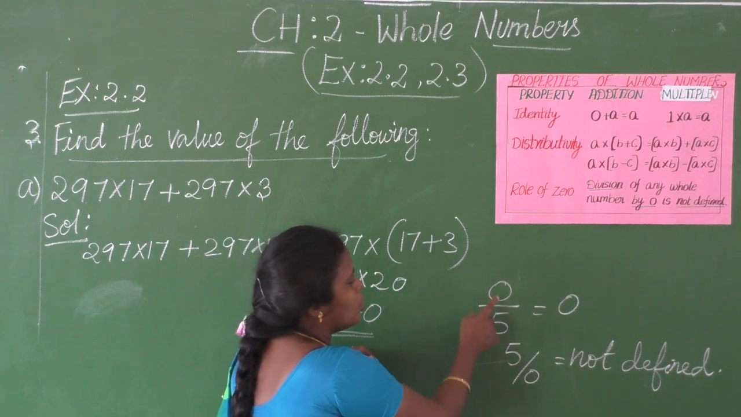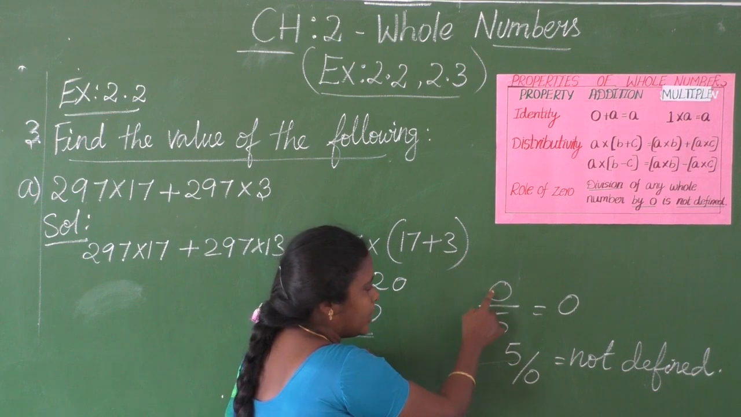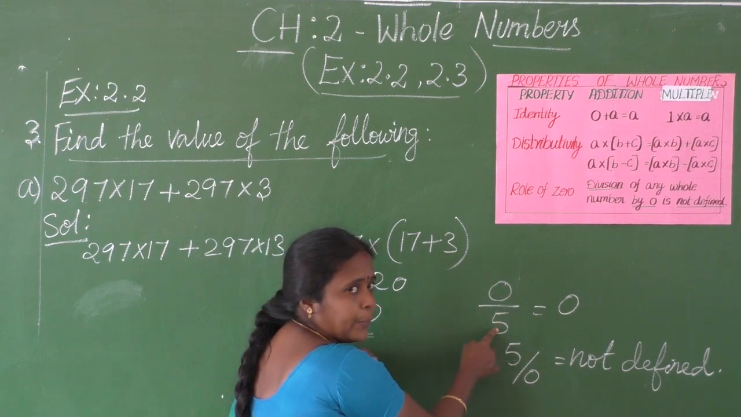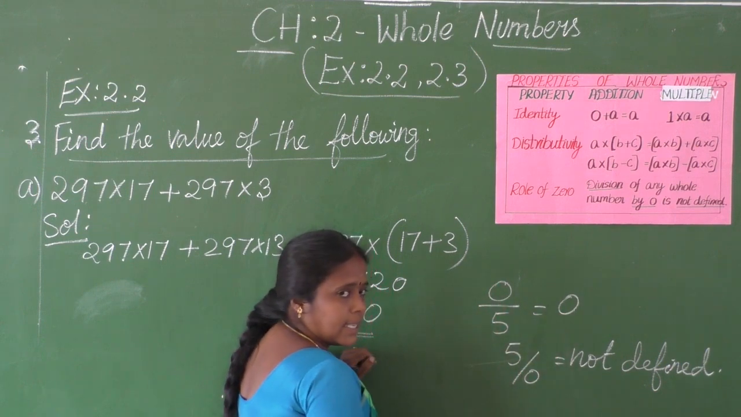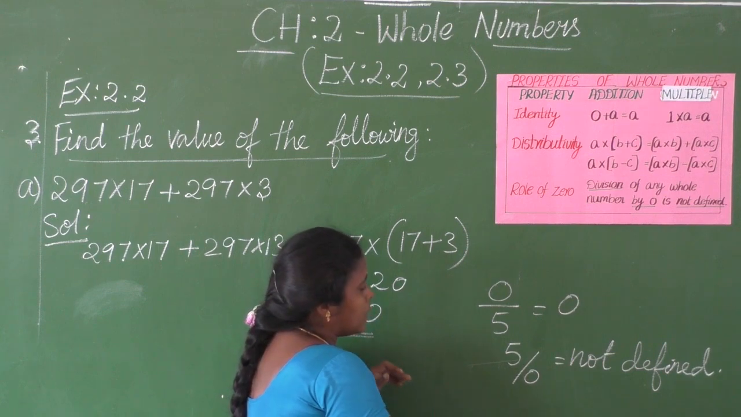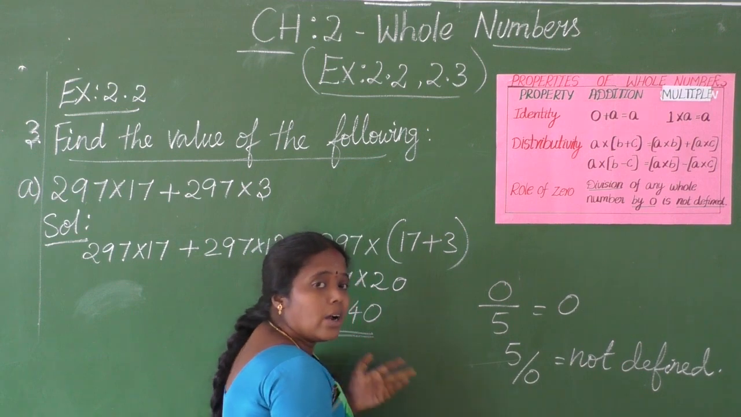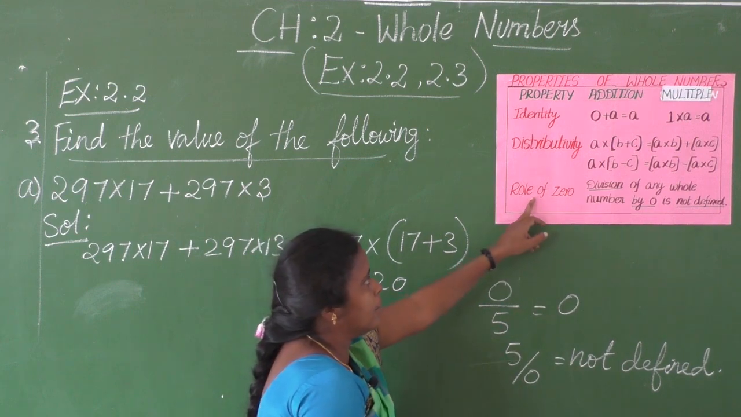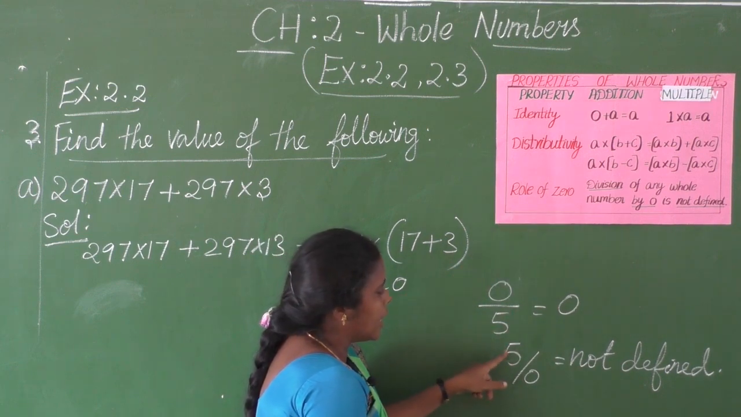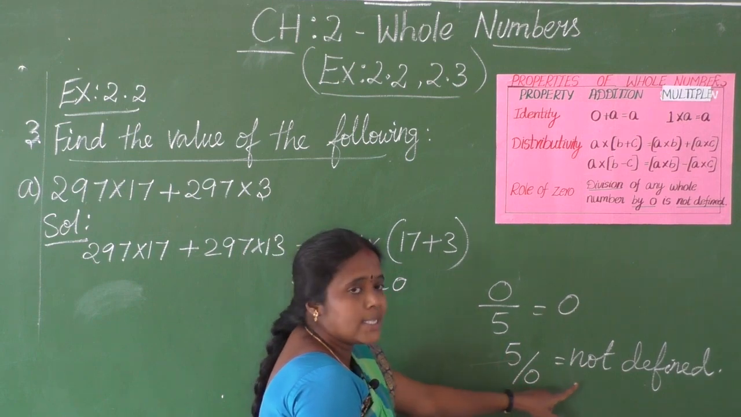Say 0 divided by 5. You have to divide 0 by 5. That time your answer is 0. Oppositely, if you divide 5 by 0, that is meaningless, not defined. This is only mentioned here: division of any whole number by 0 is not defined.